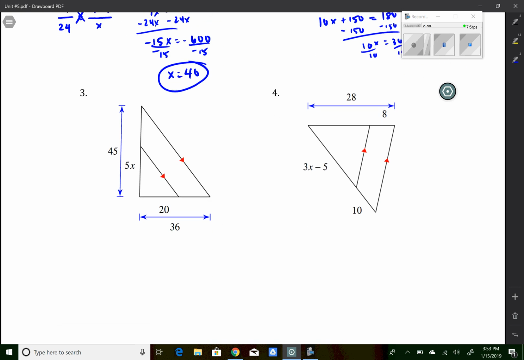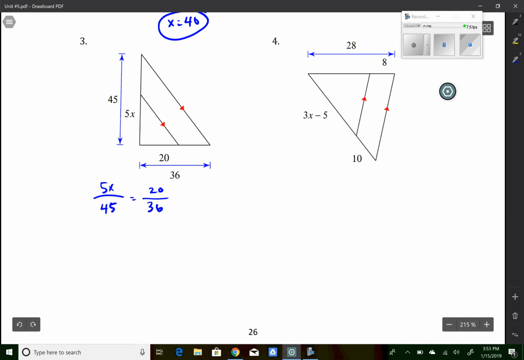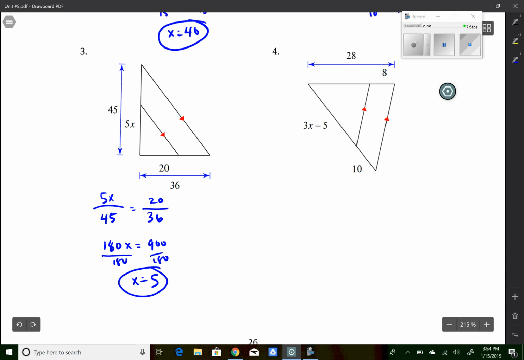The next one, we didn't have to do any of the subtraction or anything weird like that. I have a short side of 5x compares to a longer side of 45, the same way that the short side of 20 compares to 36. Do some cross multiplying. 5x times 36 is 180x. That becomes 900. Divide by 180, and you get x equals whatever that comes out to be. Again, use your calculators here. If you didn't notice from this lesson, your calculator is going to be essentially necessary as we move forward in this chapter. The other thing is in the next chapter, it's going to be absolutely necessary. So make sure if you don't know where it is, try and find it.